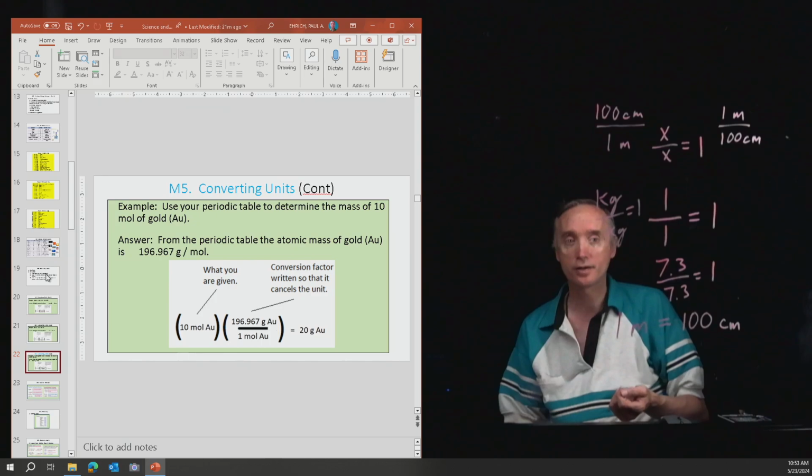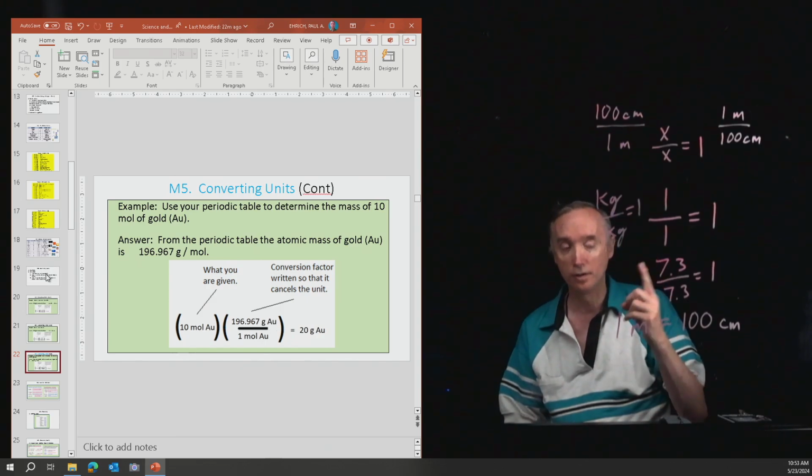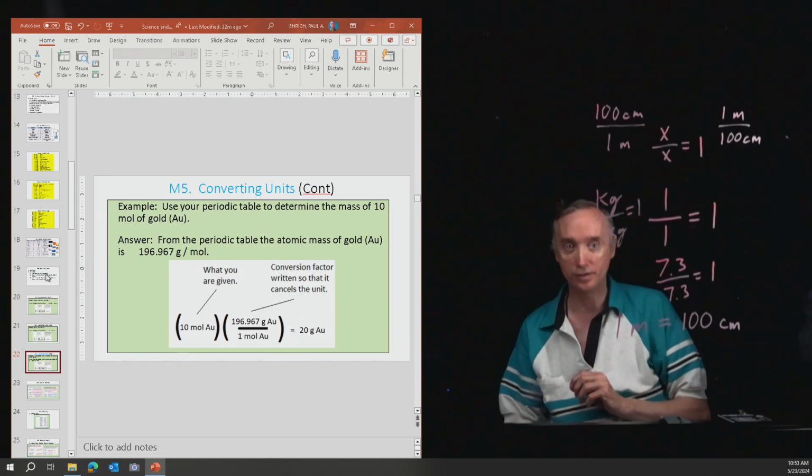So you go to your periodic table and look up gold, Au, and you find that there are 2 numbers. The number that doesn't have the decimal point is the atomic number, which is the number of protons in that particular element. And the number that does have the decimal point is the atomic mass, which is the number of grams of gold in 1 mole of gold. So that's what that number means.